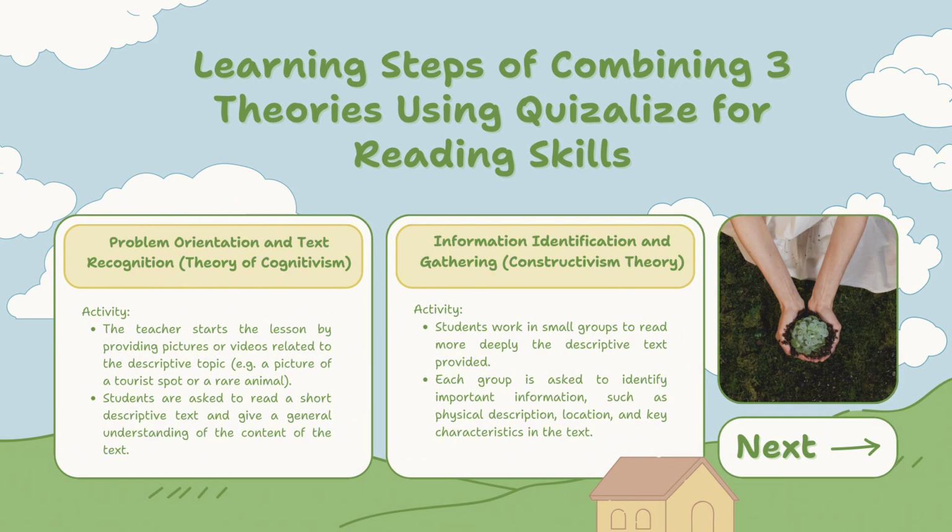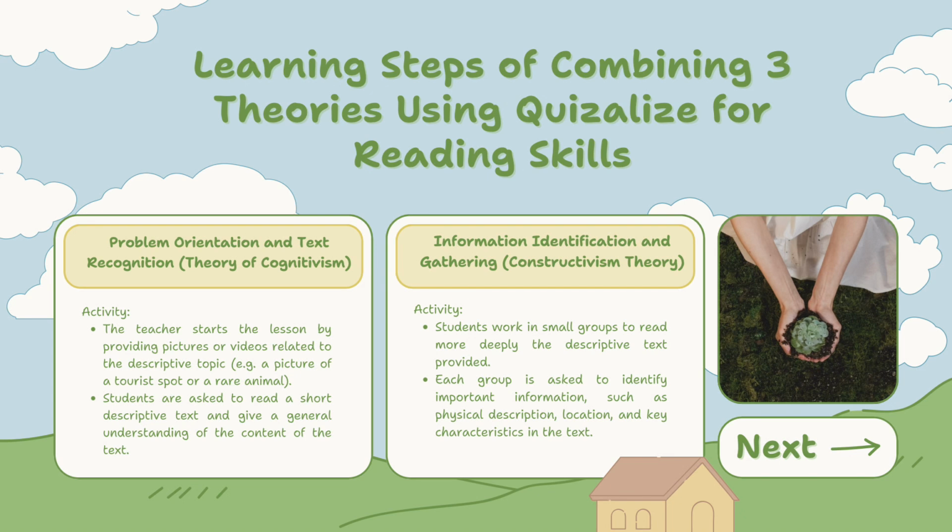Okay, next. These are the learning steps combining the three theories using Quizlet for reading skills. The first is problem orientation and text recognition, adopted from cognitivism theory. The first activity is the teacher starts the lesson by providing pictures or videos related to the descriptive topics. For example, a picture of a tourist spot or a rare animal. The second activity is students are asked to read a short descriptive text and give a general understanding of the content of the text.